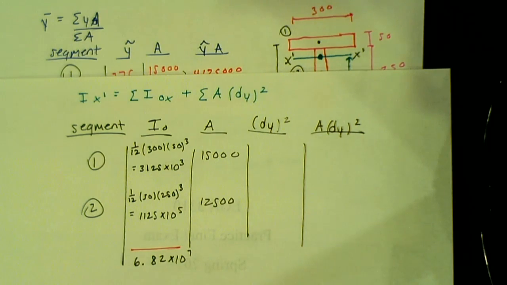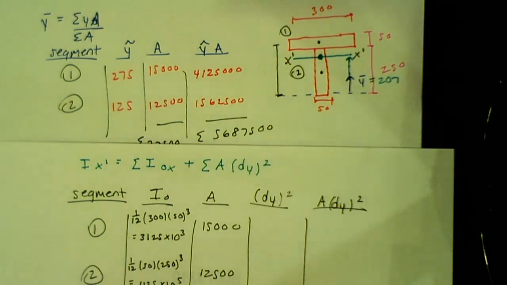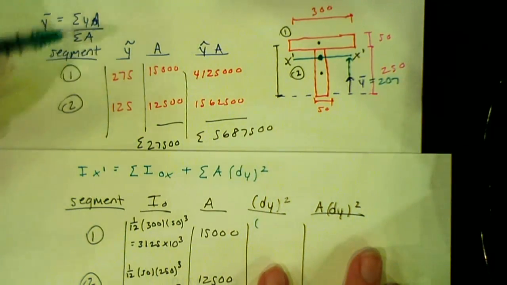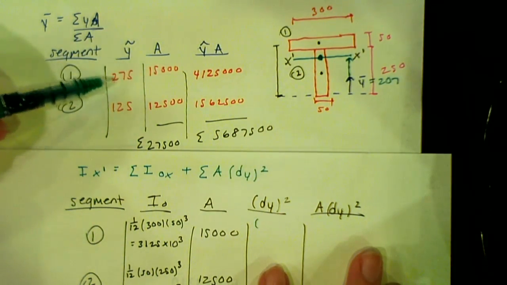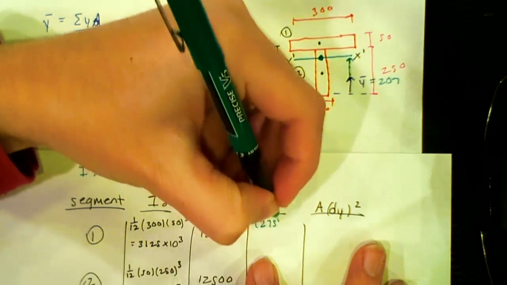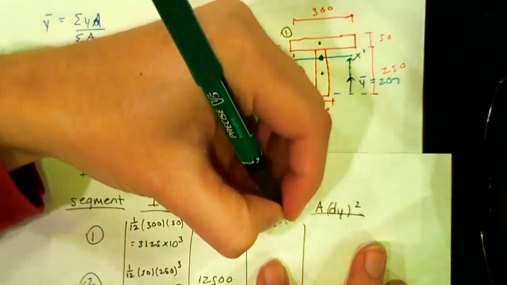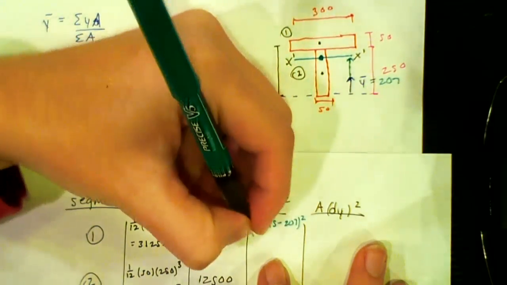Now for our dy. All that is, it's the distance between the centroid of the individual figures to the axis of interest. For that problem, that axis of interest that we're looking for is the y bar that we found. So what we plug in is, for figure 1, going back to this table here, we said our centroid was 275. So I have 275 minus my y bar for the entire figure, which is 207, and that's squared.